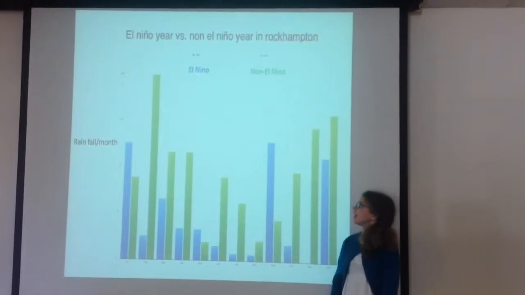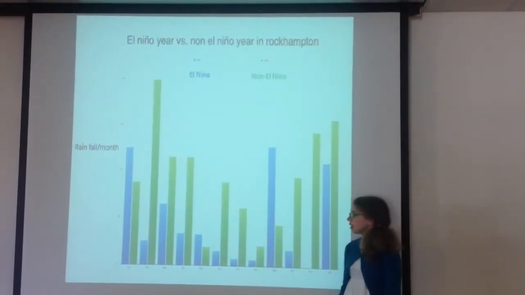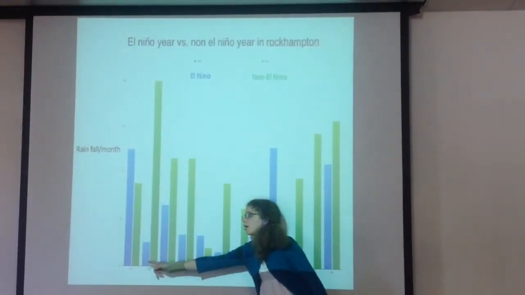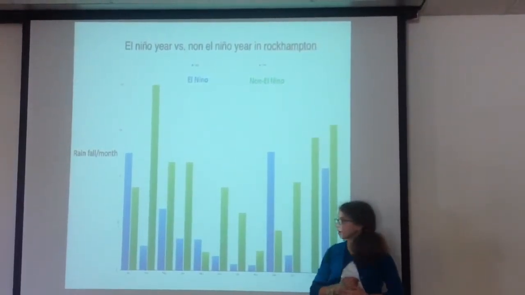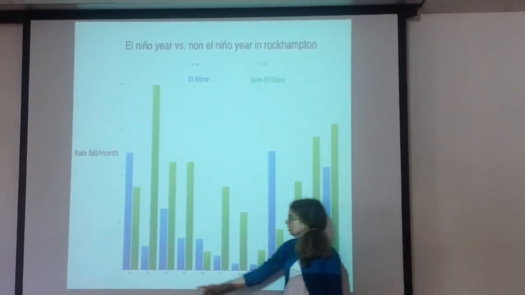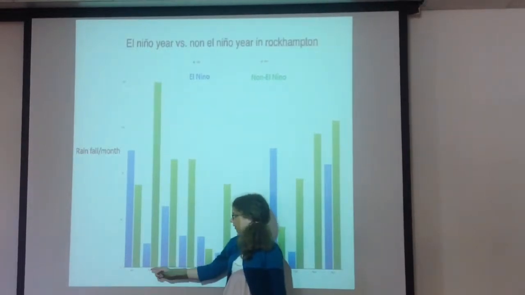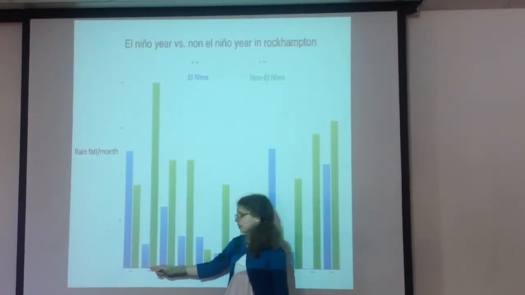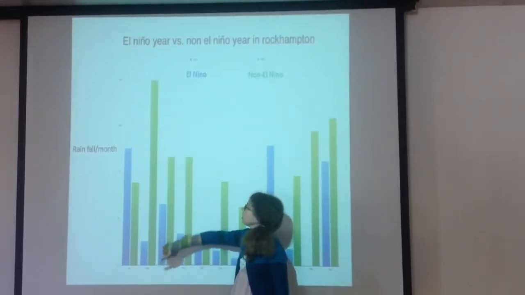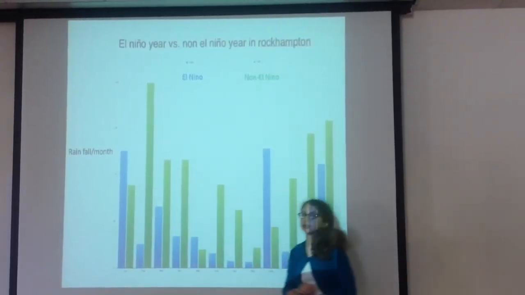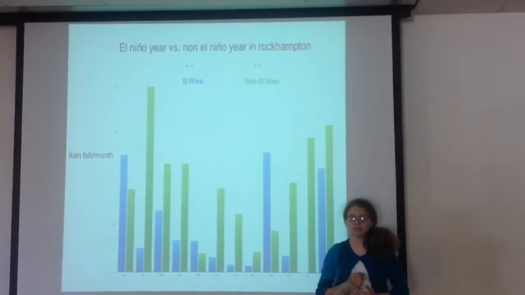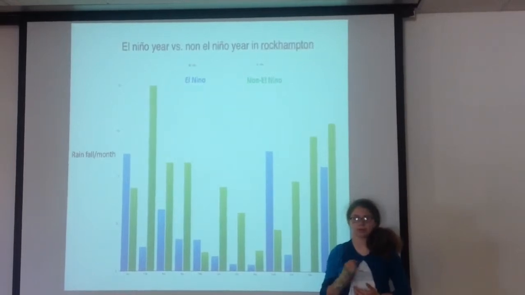On the other hand, as you can see in Rockhampton, there is a huge difference between the rainfall and El Niño year, but this time it's a drought instead of a lot of rain. As you can see here, during February, in an El Niño year, there's barely any rain, but during a normal year, there's a ton of rain, so that's really bad for the environment and for the people of Rockhampton.